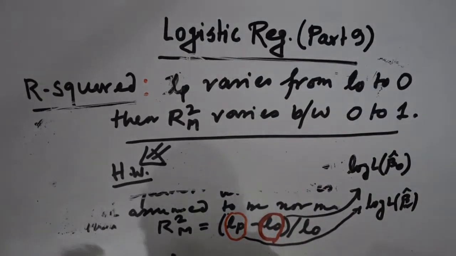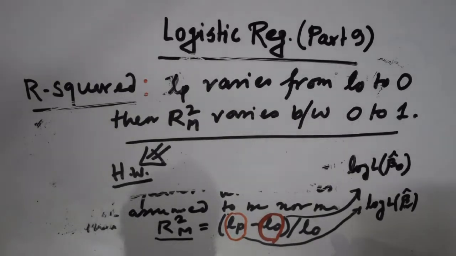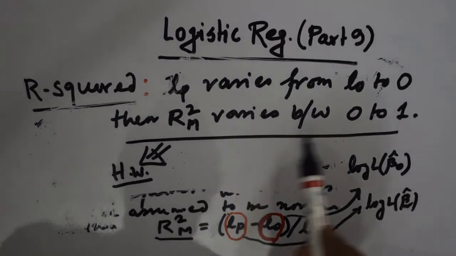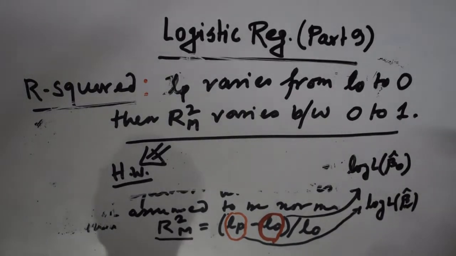If you define Rm square as Lp minus small l naught by l naught, then your Rm square varies 0 to 1, assuming that residuals follow normal distribution.